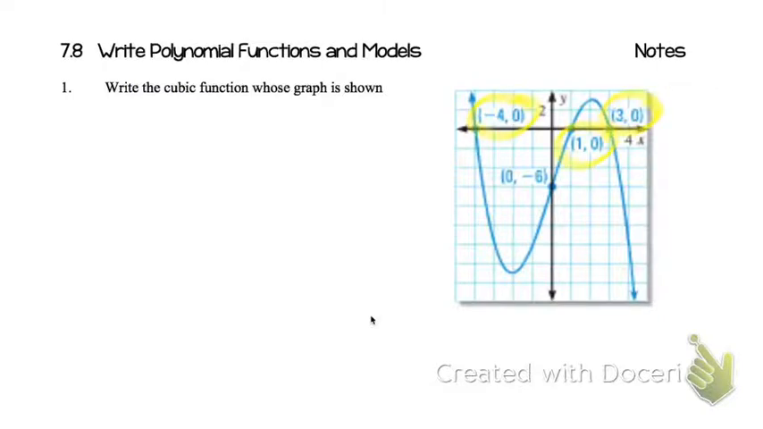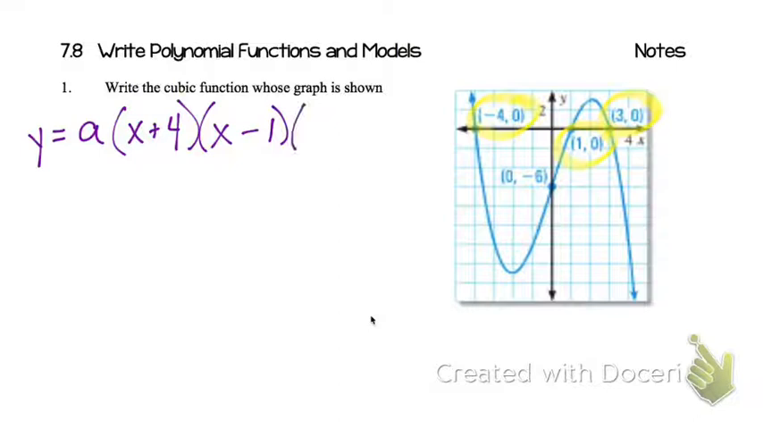Perfect. So, when you're writing this, my suggestion would be to write it in factored form first. The only difference is that they do not give you the leading coefficient, they're asking you to solve for it. So, I'm going to write this as y equals, I'm going to put an a out in front, then I'm going to put it into factored form. So x plus 4, x minus 1, x minus 3.